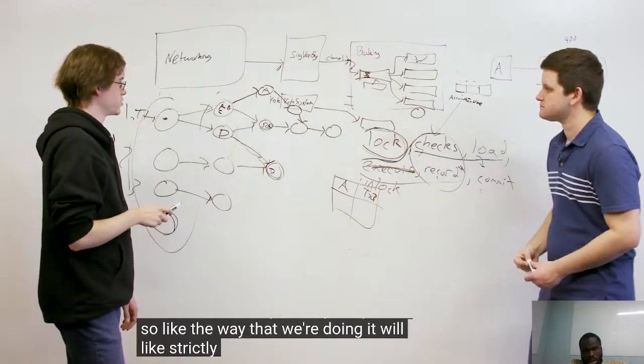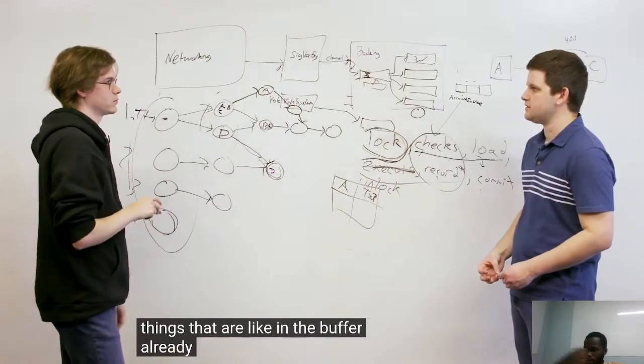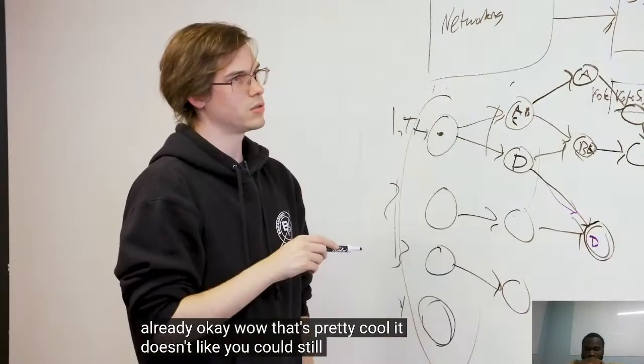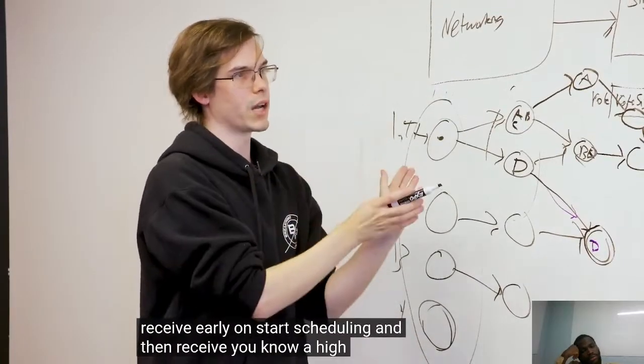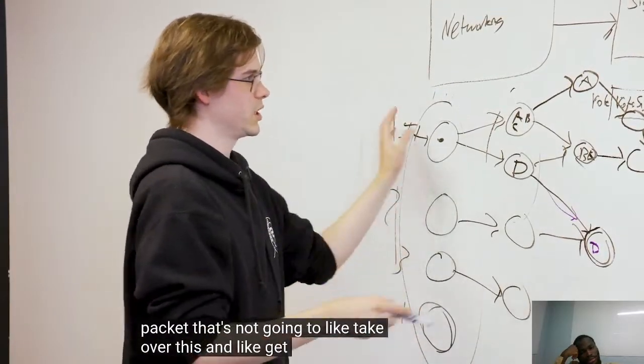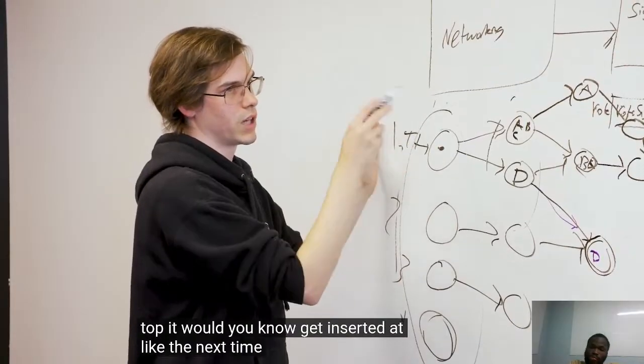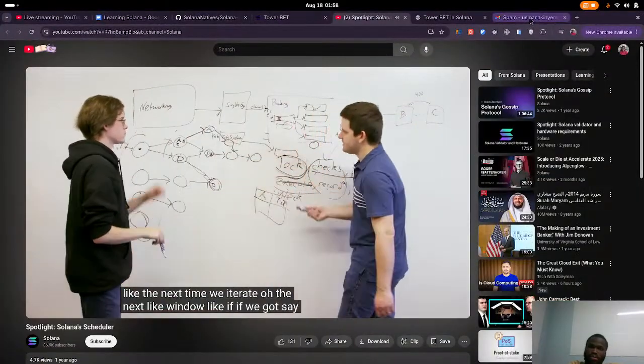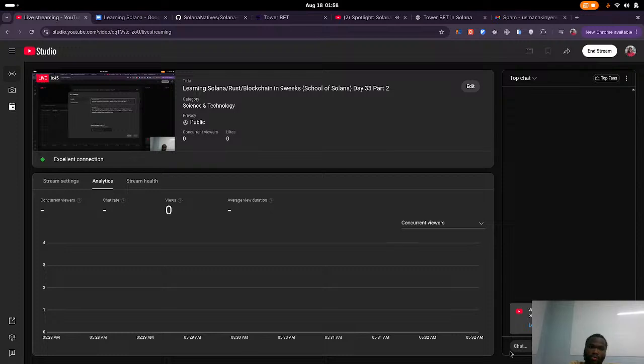So the way that we're doing it is we respect priority for what's in the buffer already. You can still start scheduling early on and then receive a high priority packet. It's not going to take over and get inserted at the top. It would get inserted at the next iteration. Oh, the next window. If we got something with D or something which is much higher priority than this transaction, would it then move this over and insert that transaction there? How does that work? It's already been scheduled. It's not going to take priority right now. Okay.